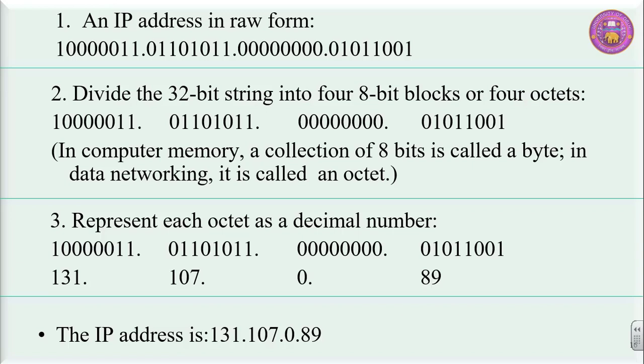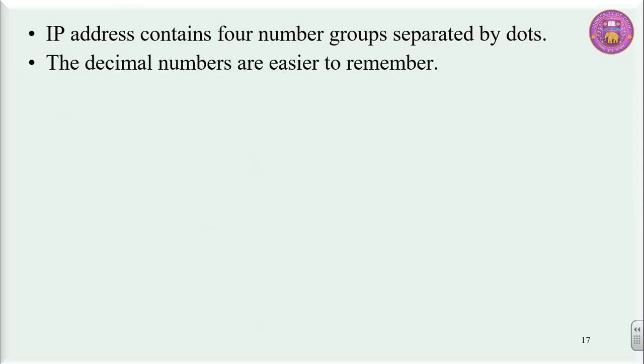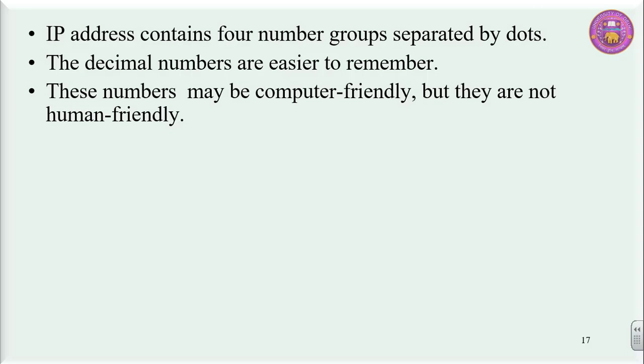So we have two ways. Either we can use this IP address in the address bar, or we can simply write http://www.microsoft.com.us. An IP address contains 4 number groups separated by dots. The decimal numbers are easier to remember. These numbers may be computer friendly, but they are not human friendly.